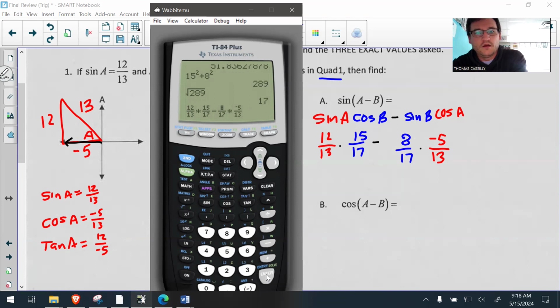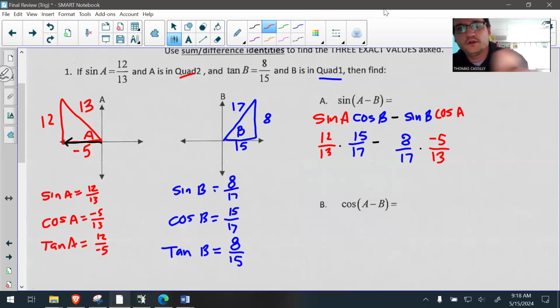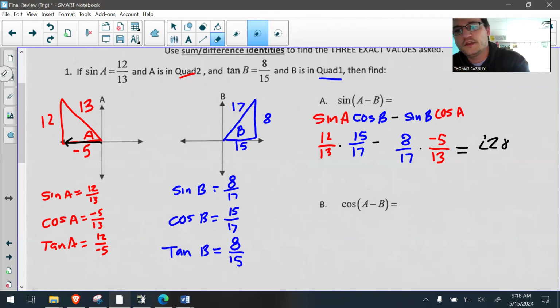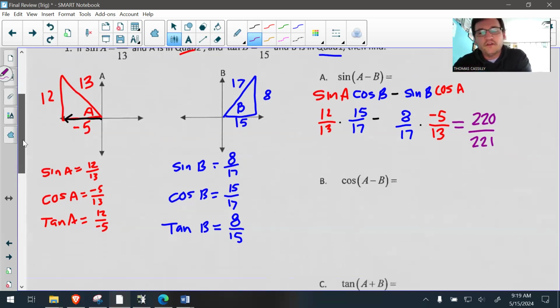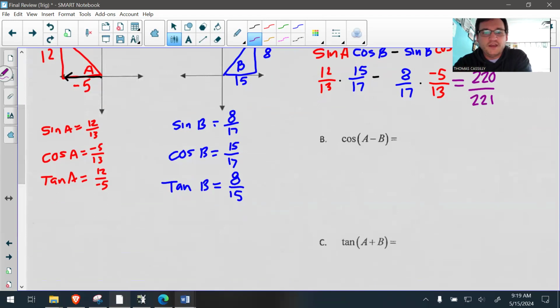All right. So what does that give us? 220 or 221. Let's try that again. Equals 220 over 221. All right. And there we have it. Now the next one, the cosine of A minus B.